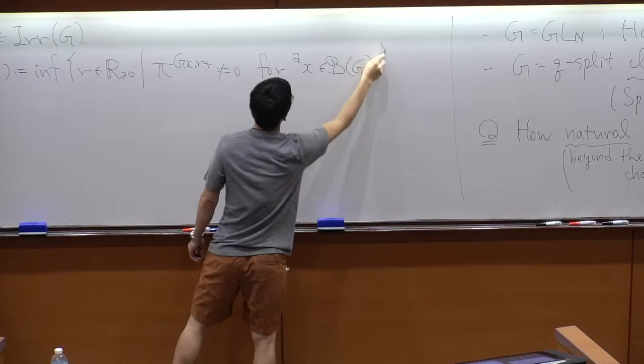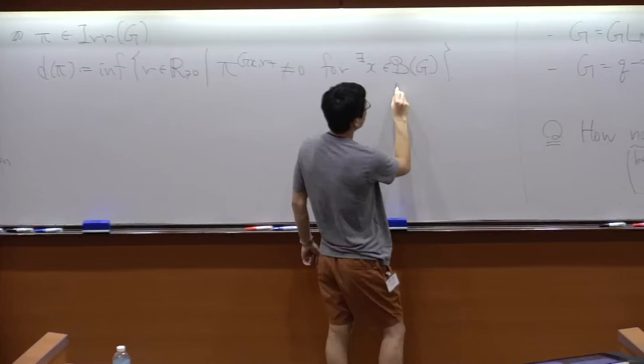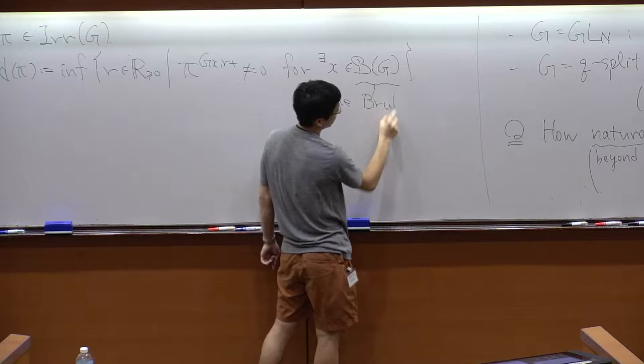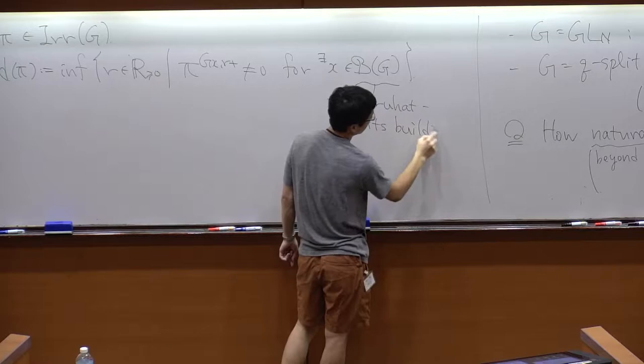So let me explain these notations. First, B(G) is the Bruhat-Tits building, that is, the building of G.